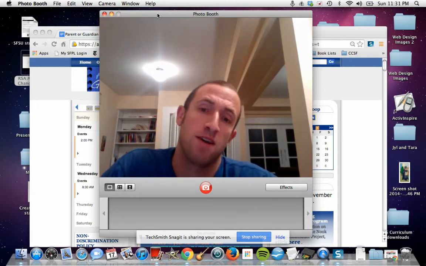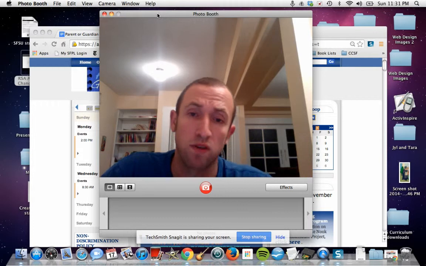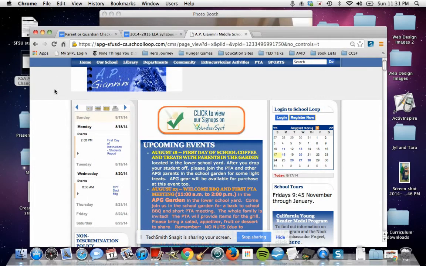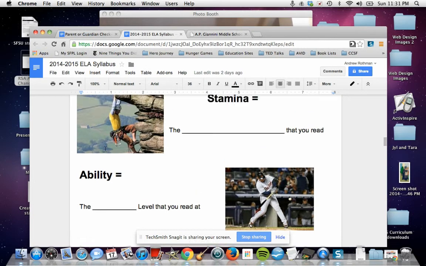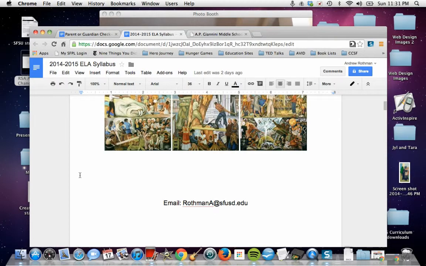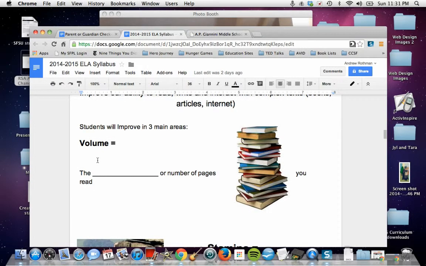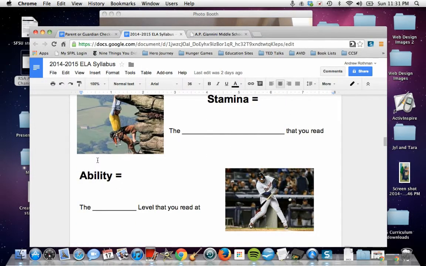I want to go over a couple key things about this class for this year. Hopefully you had a chance to review the syllabus. It came out today, brought home with your students. It goes over some of the key reading goals, which are for students to improve the volume that they read, that's the amount and stamina, how long they can read for, and their ability level, which we're going to try to assess a couple times this year using Columbia Teachers College's running record system. I'll talk a lot more about that on back to school night, September 17th.